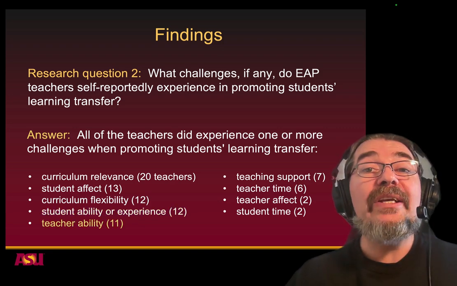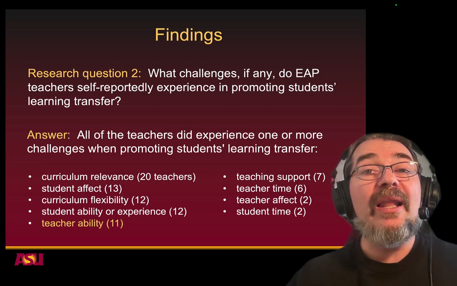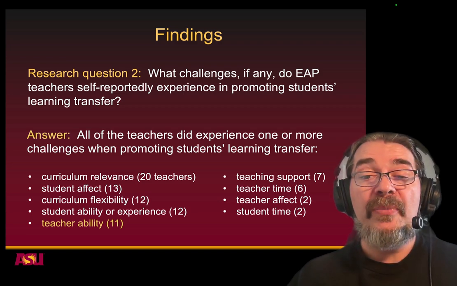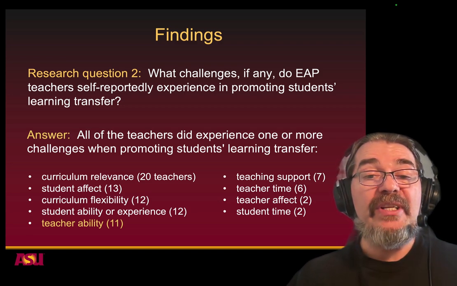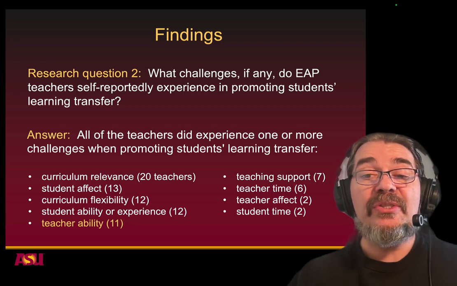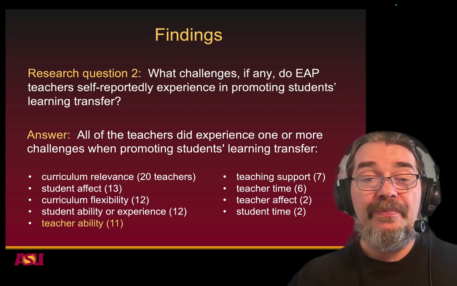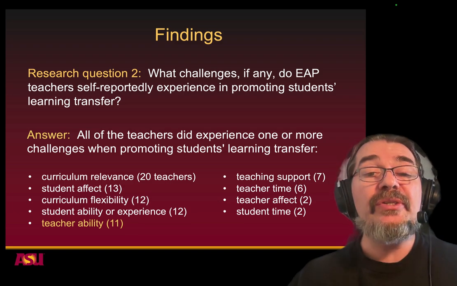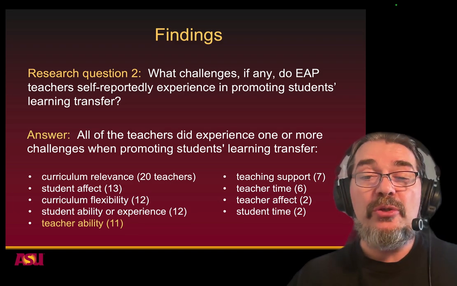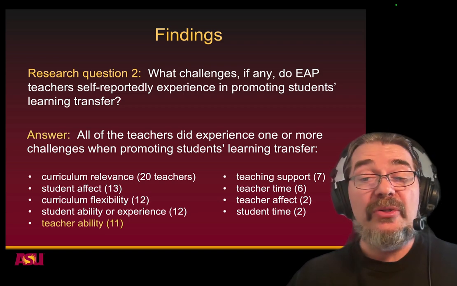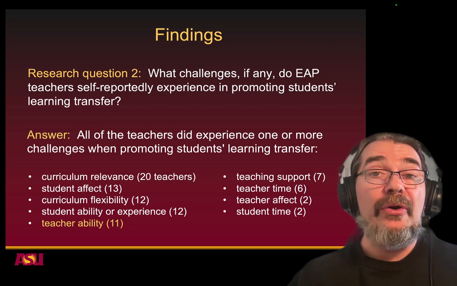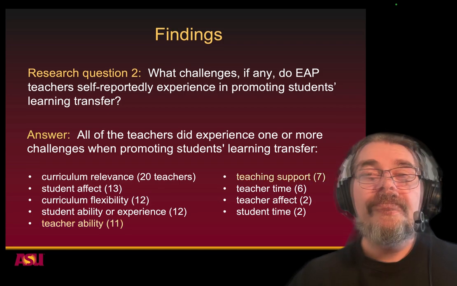The fifth category is teacher ability, and this was mentioned by 11 of the teachers. These teachers said that their efforts to promote transfer were influenced by limitations in their own knowledge. Almost all of these reports were about limitations in teachers' knowledge of contexts where they hoped students would transfer learning. In addition, this category included reports of limitations in participants' knowledge about teaching tools, for example, digital technology, or teaching techniques, for example, how to get students to generalize learning.